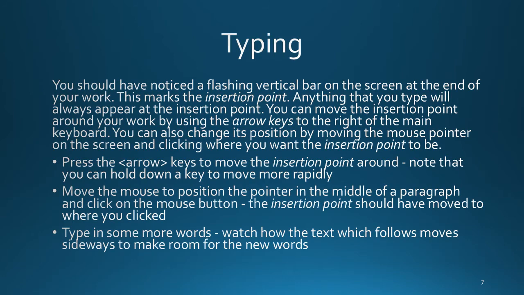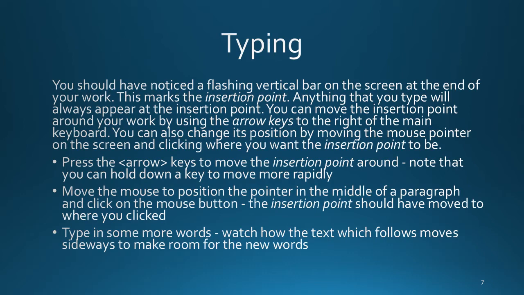Typing. You should have noticed a flashing vertical bar on the screen at the end of your work. This marks the insertion point. Anything that you type will always appear at the insertion point. You can move the insertion point around your work by using the arrow keys to the right of the main keyboard. You can also change its position by moving the mouse pointer on the screen and clicking where you want the insertion point to be.